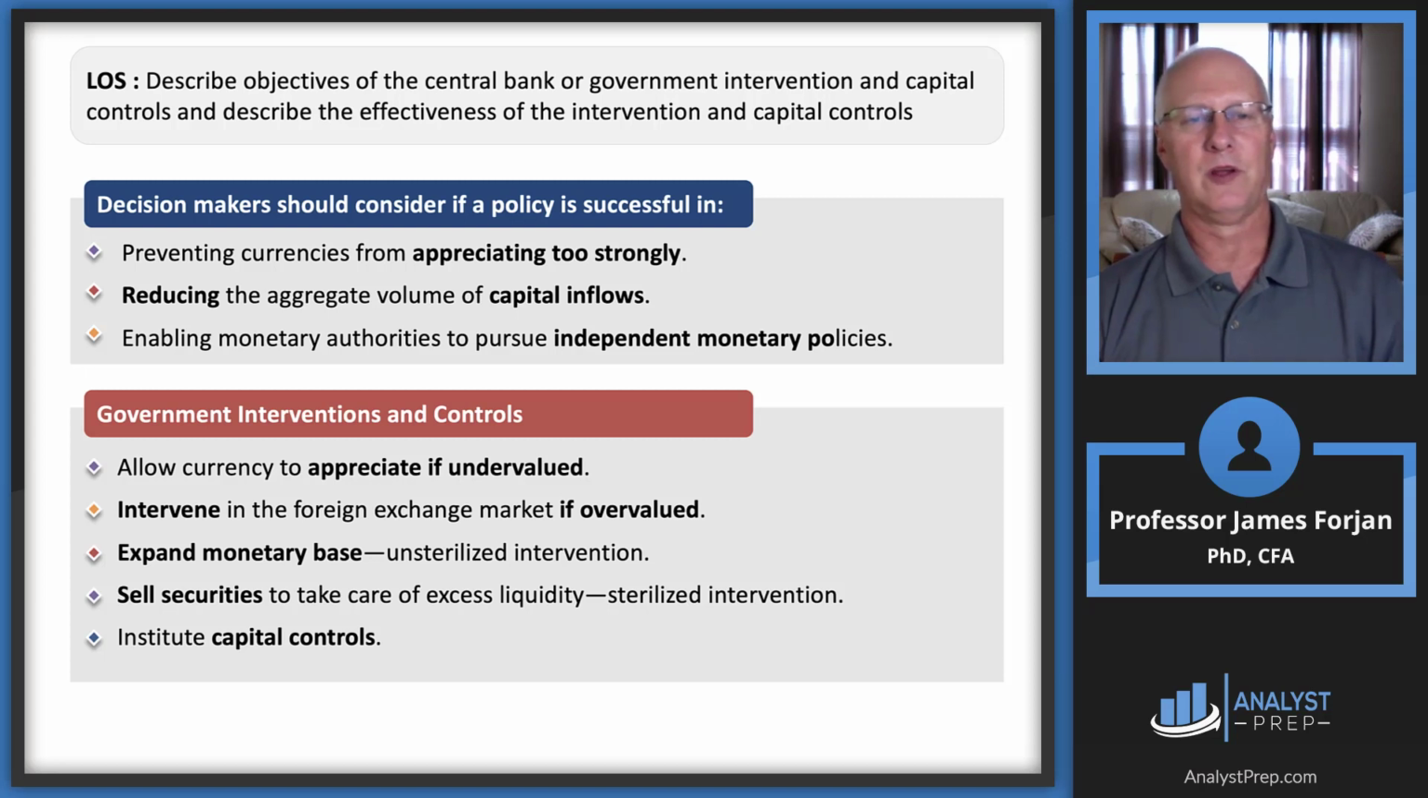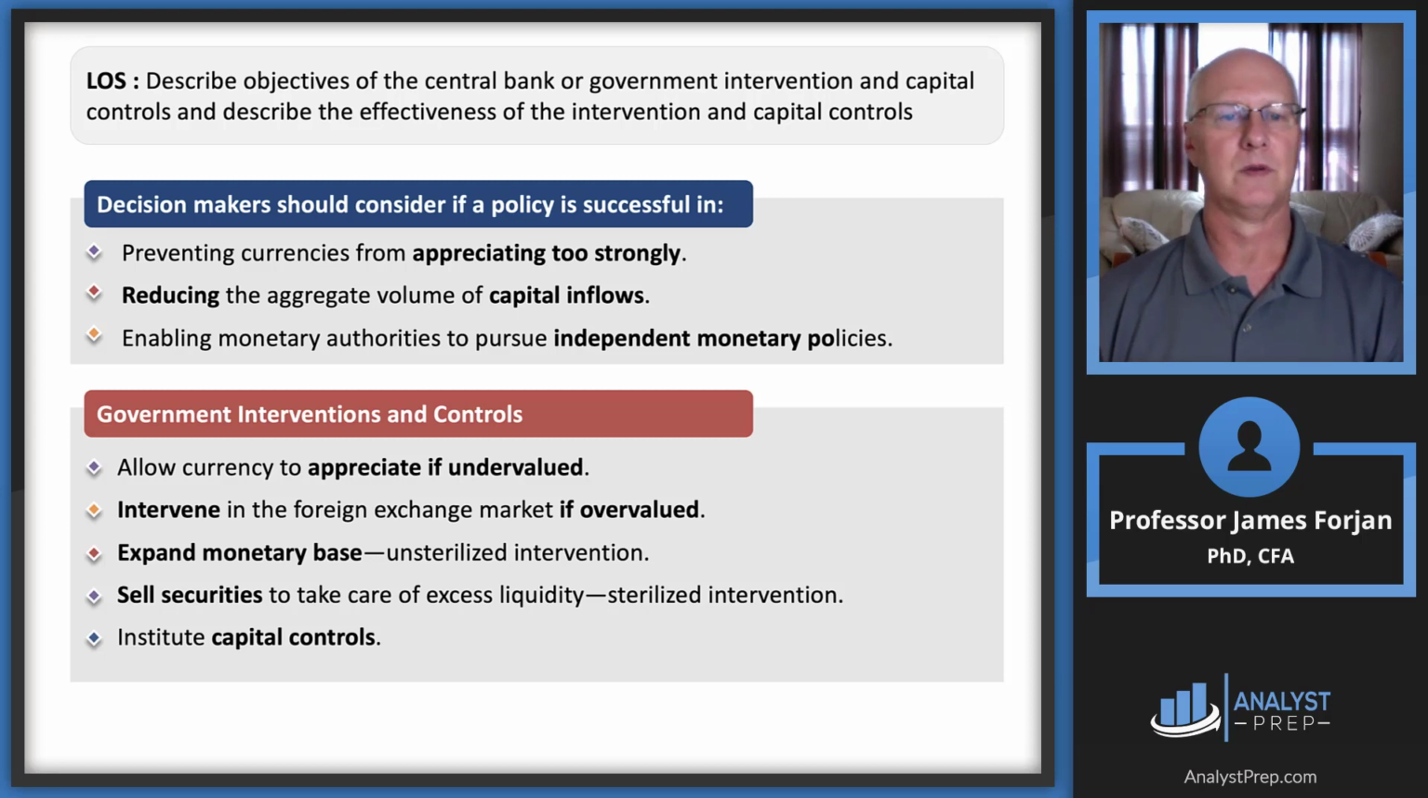All right, I'm thinking as a government person, right? We want to prevent currencies from appreciating too strongly. There's always a problem when the value of a currency changes dramatically from one direction to another. But appreciation too strong and too soon causes problems as well. Reducing the aggregate volume of capital inflows. We need to make sure that capital is coming from wherever those people want it to. And then independent monetary policies. All right, that makes sense.